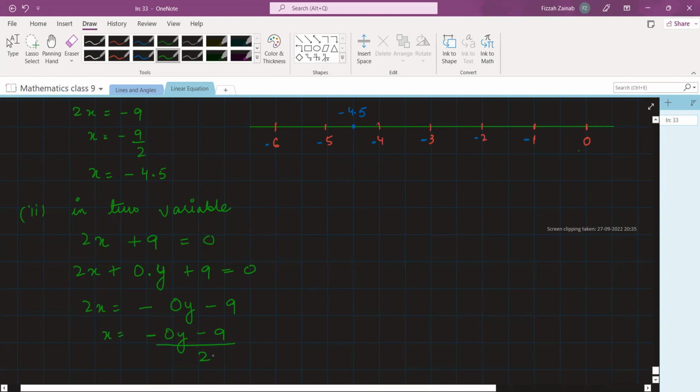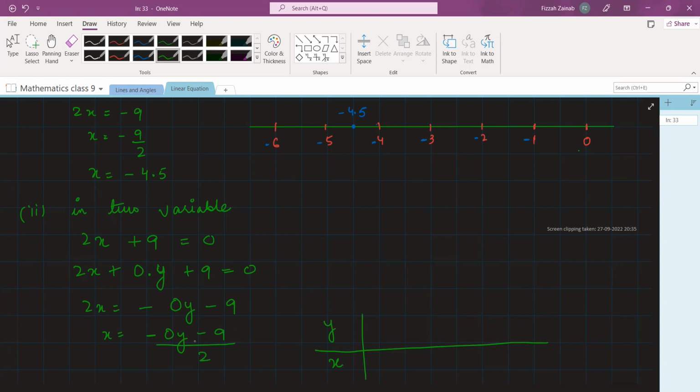Okay. Now you start taking some values of y and then find the corresponding values of x. Any number you multiply with 0 will ultimately become 0. So you start with y is equal to 1. What will you get? x is equal to minus 0 into 1 and minus 9 divided by 2. Ultimately the first term is 0, so it is only minus 9 by 2. So you get minus 4.5. So your x is minus 4.5, right?